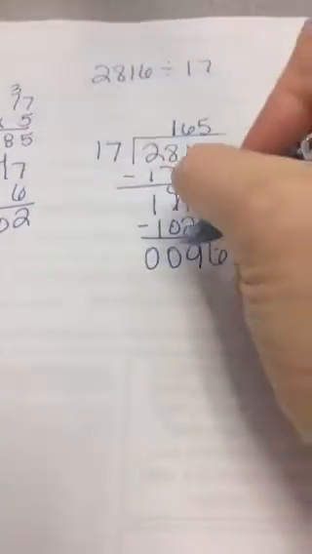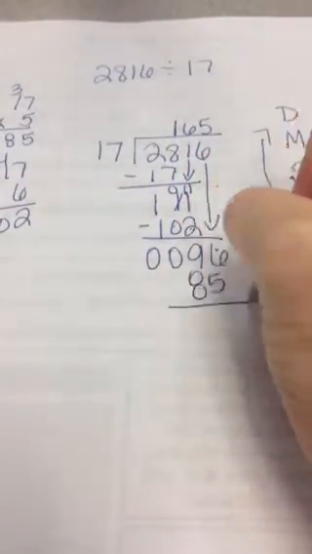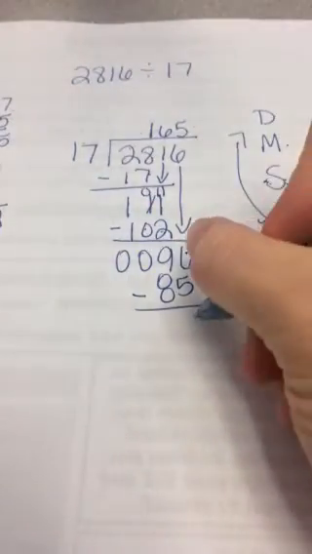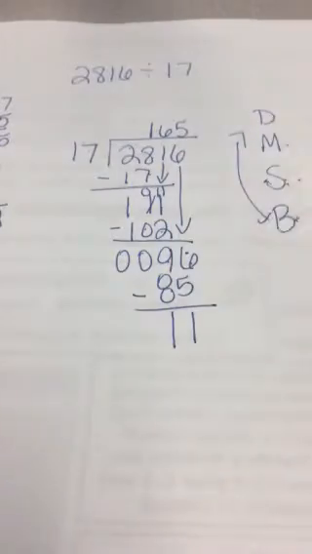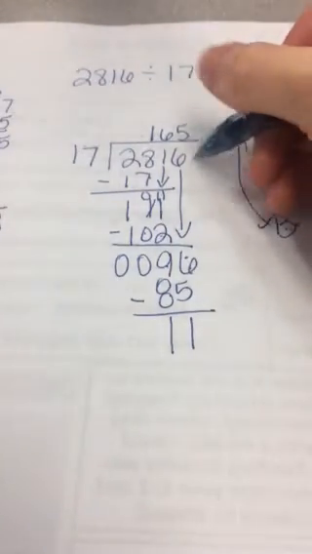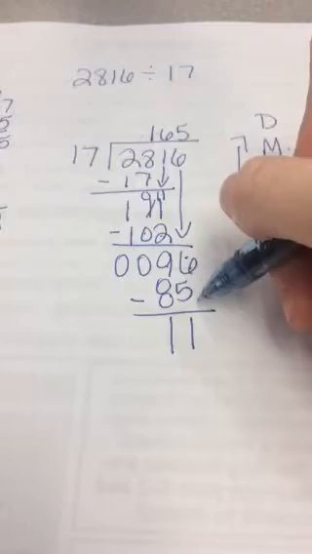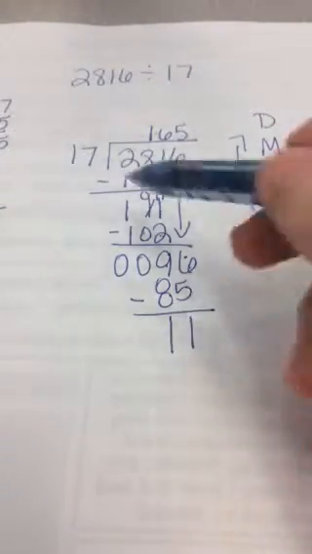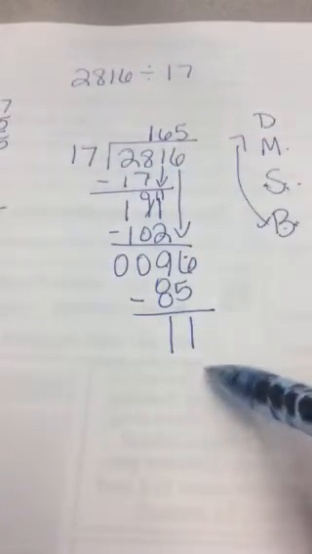17 times 5 is 85. Subtract, I'm to my S, subtract. 6 take away 5 is 1. 9 take away 8 is 1. Bring down. Do I have anything else to bring down? No, I do not. And the way I know I'm finished is when this number is smaller than this number, or if it's a 0.